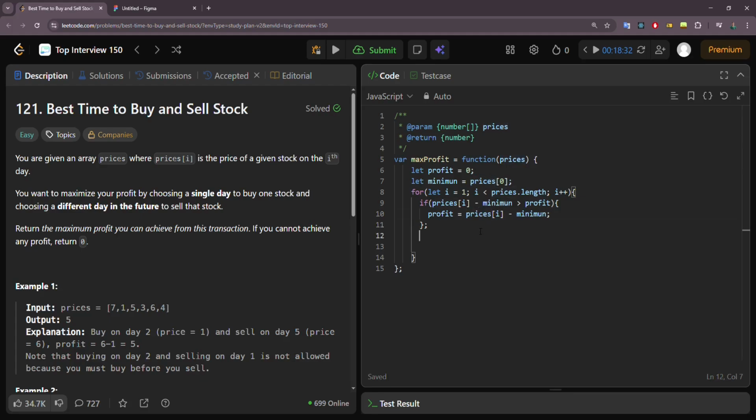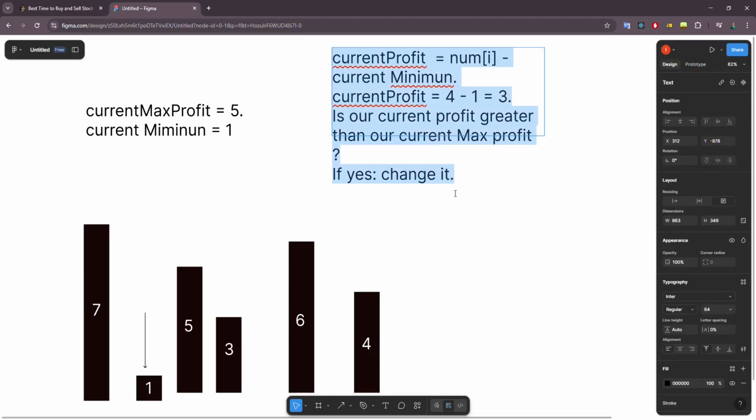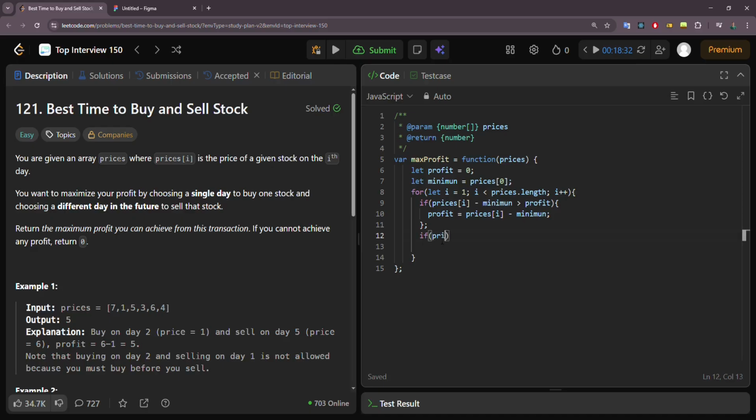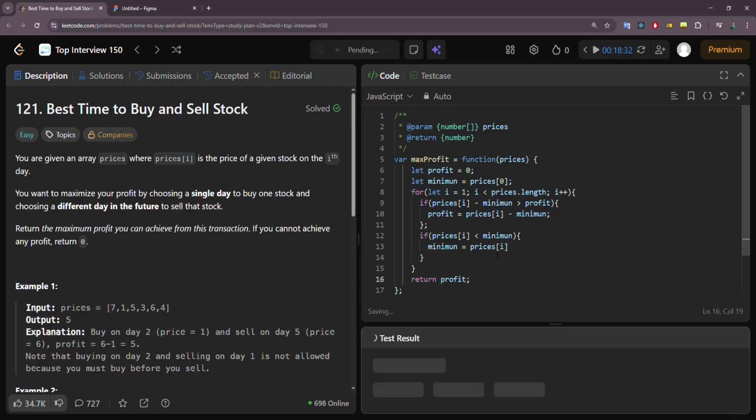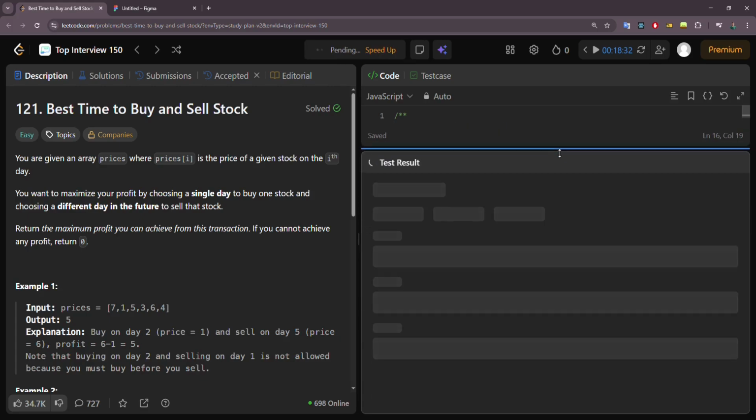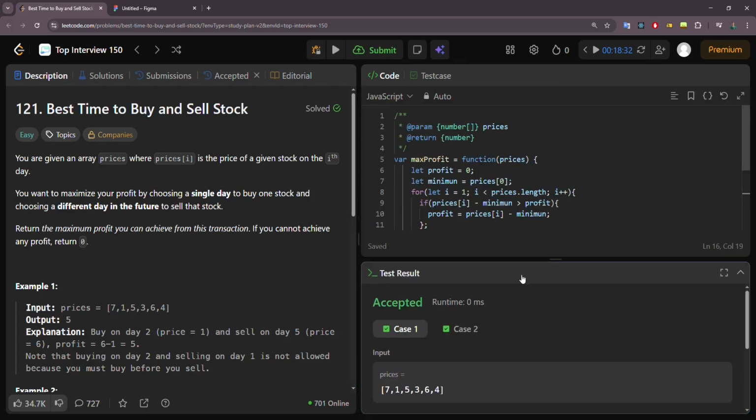And after that, you need to update your current minimum. You do this: if prices at position E is lower than your minimum, you are going to set your minimum to its current value. And finally, you are going to return your profit. So this should work if everything is correct. Okay, fine.